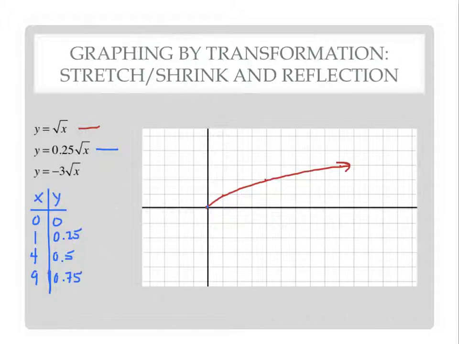All right, so that's going to give us a very short, squat little graph. So 0, 0, 1, 1/4, and you kind of have to eyeball it here. 4, 1/2, and 9 is at 3/4. So you get this very slight square root graph. Awesome.